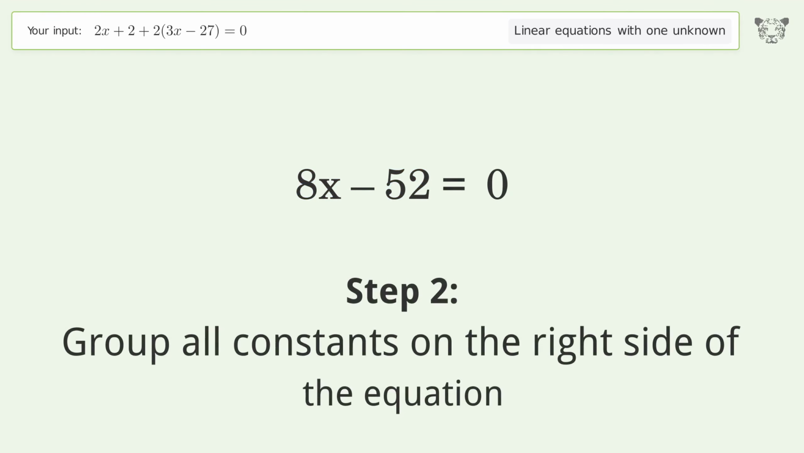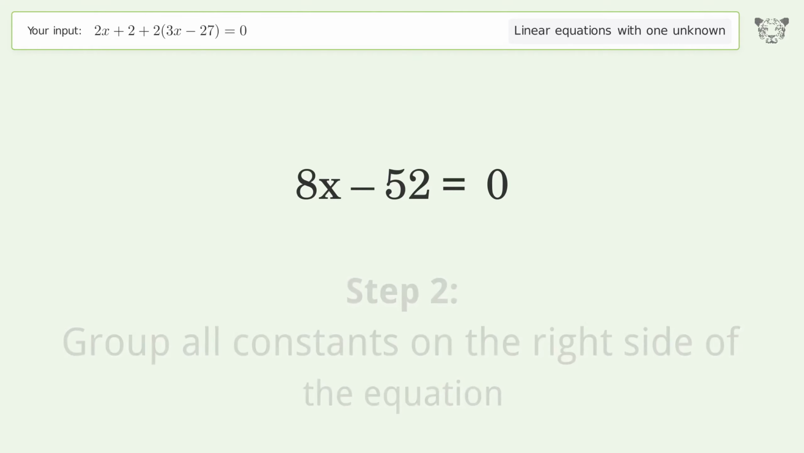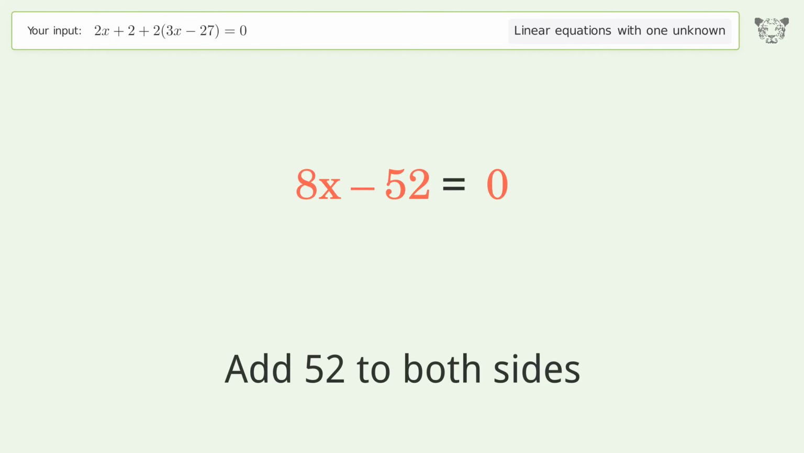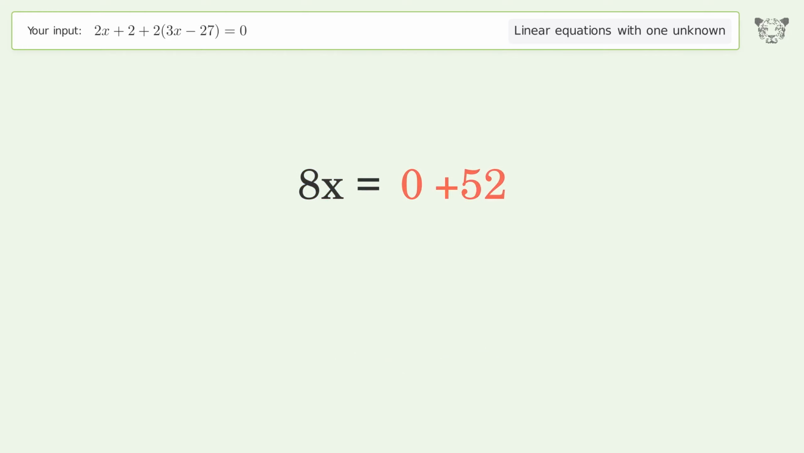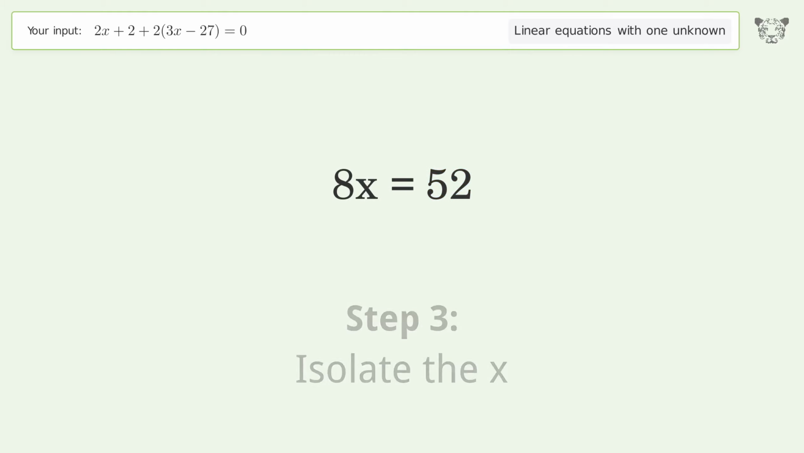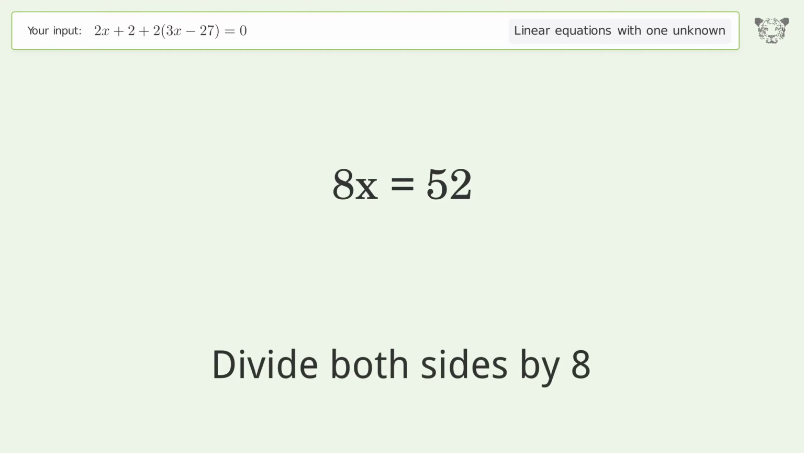Group all constants on the right side of the equation. Add 52 to both sides. Simplify the arithmetic. Isolate the x. Divide both sides by 8.